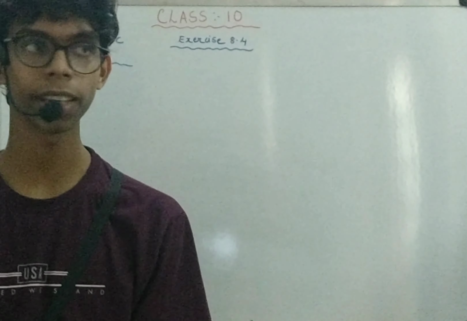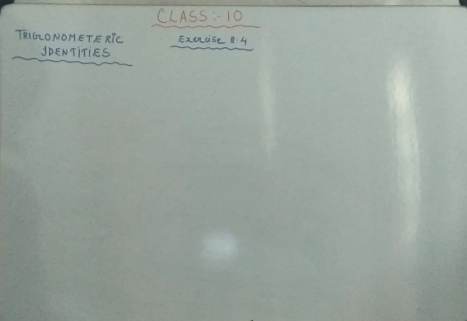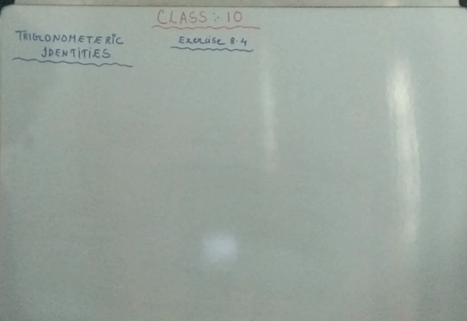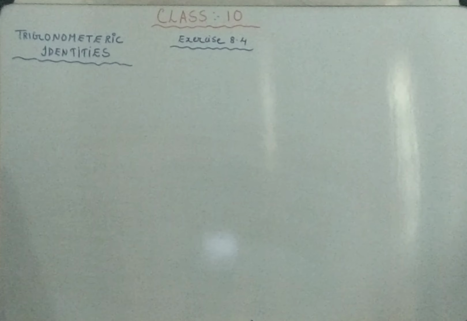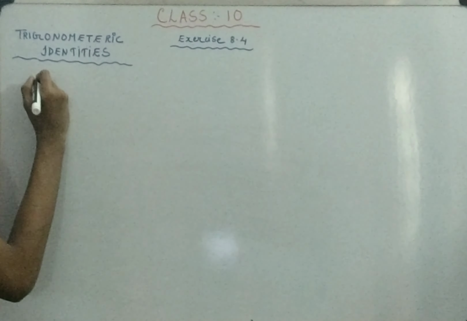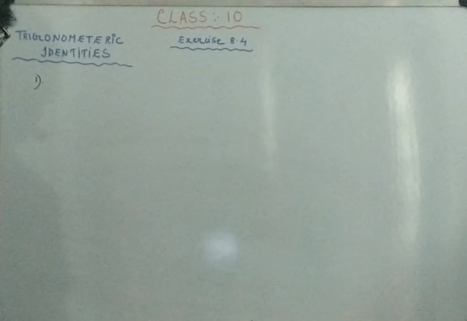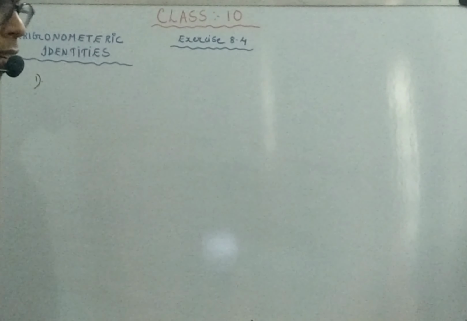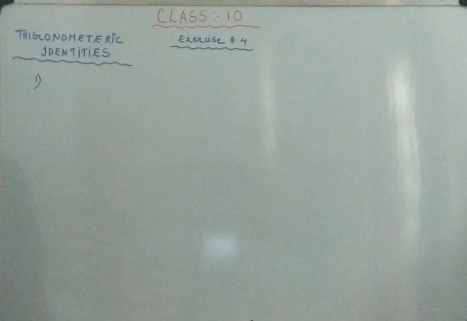Let us now start with exercise number 8.4. First question: express the trigonometric ratios sin A, sec A and tan A in terms of cot A. This is like the example question that we did. When they say in terms of cot A, that means cot A should be present at the RHS and whatever value they are asking should be present at the LHS.